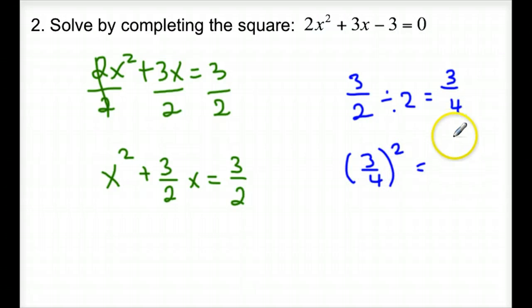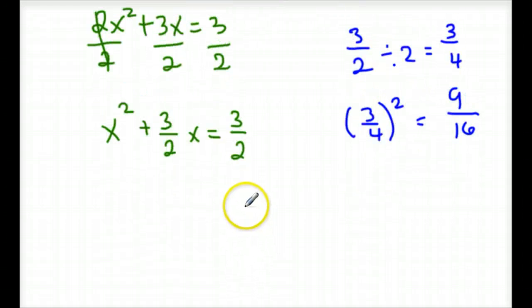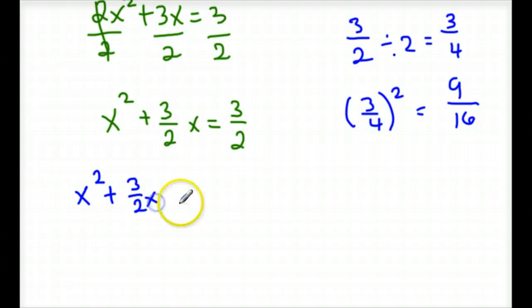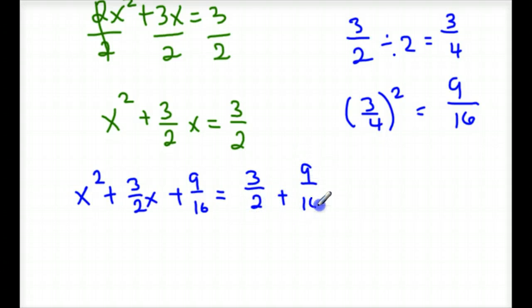You're not sure what this is? Plug it in your calculator. 3 squared is 9, 4 squared is 16. So just like I would normally, I take these and add them to each side. This becomes x squared plus 3 over 2x plus 9 over 16 is equal to 3 over 2 plus 9 over 16.